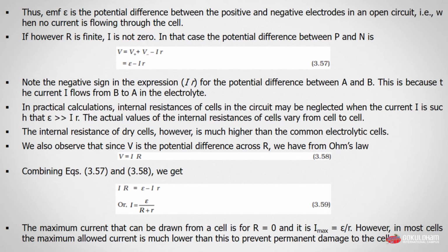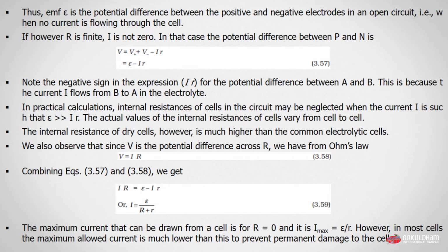Thus, EMF epsilon is the potential difference between the positive and negative electrode in an open circuit, that is, when no current is flowing through the cell. If, however, R is finite, I is not 0. Means if the value of resistor R is finite, then our current will be non-zero, and in that case the potential difference between P and N will be V is equal to V plus, V minus, minus I into r, which is equal to epsilon minus Ir. As we have seen in our equation 3.55, we have the value of V plus, V minus as epsilon, so we can say V is equal to epsilon minus Ir, which is our equation 3.57.